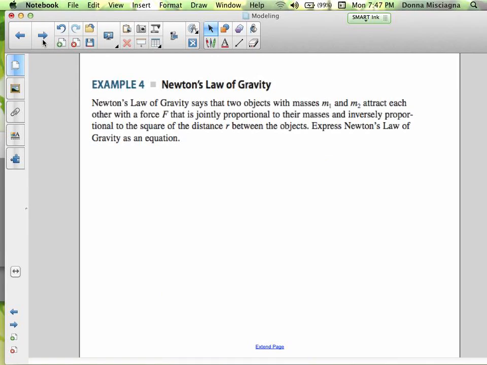Example 4, Newton's law of gravity. So last example here, and it's just setting it up. Newton's law of gravity says two objects with masses m1 and m2 attract each other with the force F that is jointly proportional to their masses and inversely proportional to the square of the distance r between the objects. Express Newton's law of gravity as an equation.